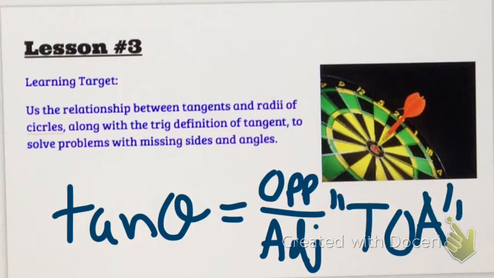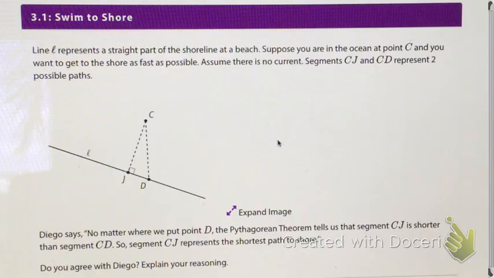This is a little bit different. We're actually going to talk about tangent as it relates to geometry, not just trigonometry. So there's a little more to the story here. We're going to use the relationship between tangents and radii of circles, along with the trig definition of tangent, so we're solving problems with missing sides and angles using these relationships. Once we get started, the first part is looking at this idea of distance.